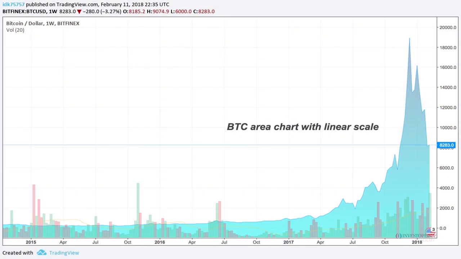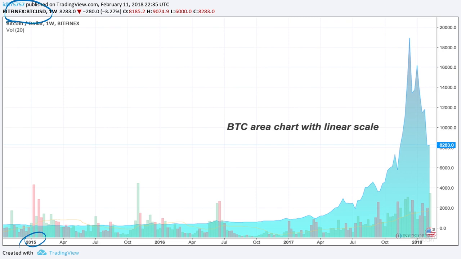Right here, you're looking at a Bitcoin chart. This is Bitcoin on the Bitfinex. You'll notice this is not a candlestick chart right now. This is actually an area chart. The area chart is basically a line chart with a shaded area below it, and this is a good way of illustrating a longer-term chart trend.